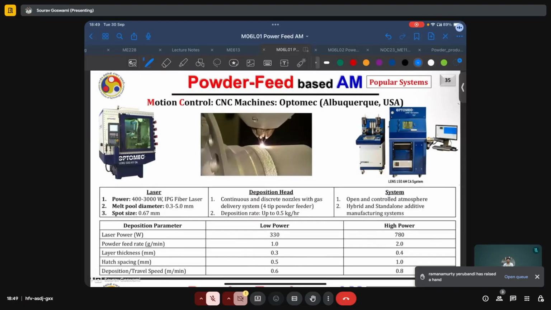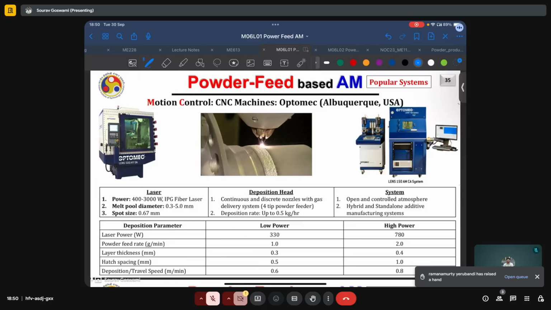Here we have a few popular systems depicted. The first one is the Optomec machines based out of Albuquerque, USA, which have laser power between 400 to 3000 watts, typically using fiber lasers. The melt pool diameter is between 0.3 to 5 mm. The spot size is 0.67 mm.